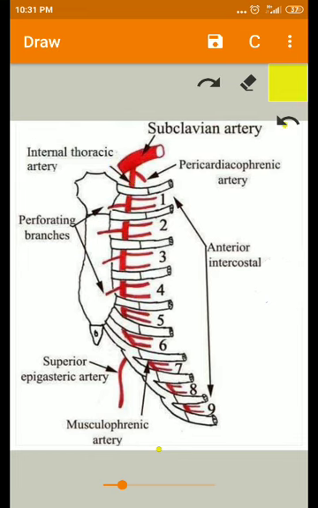Two anterior intercostal arteries are given in each of the upper six intercostal spaces. That is what we call the anterior intercostal arteries. Next, the perforating branches accompany the anterior cutaneous nerves. In females, those in the second, third and fourth spaces are large and supply the breast.